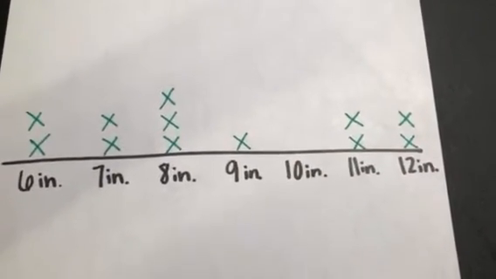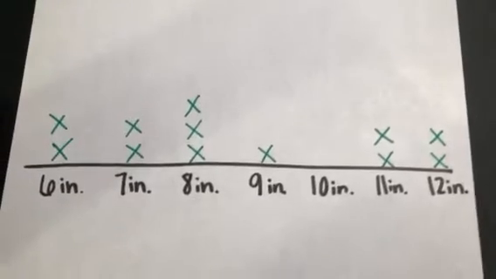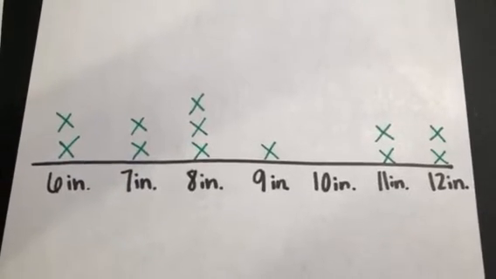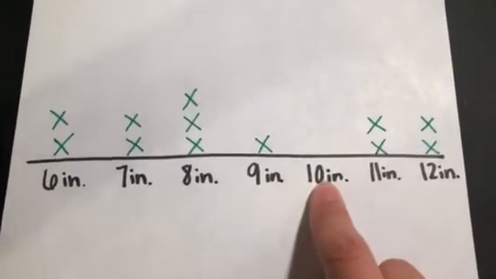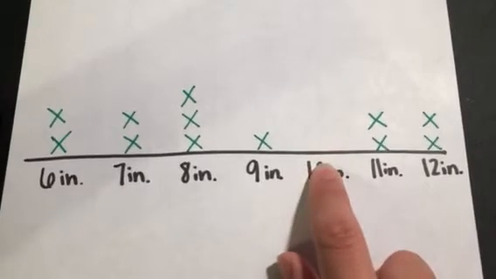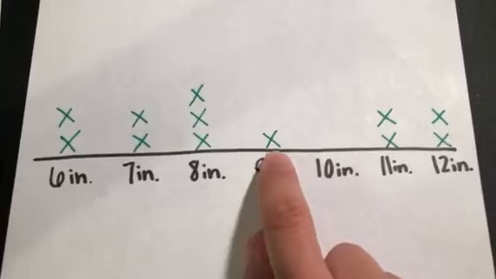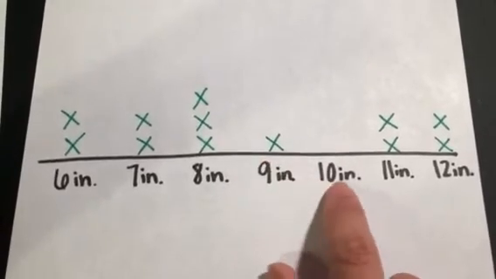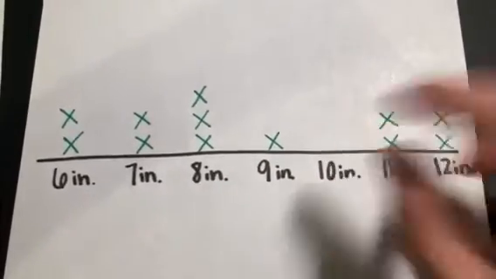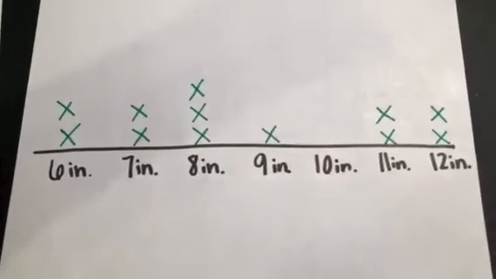So what length has the fewest number of boards? If you said 10 because it has nothing, that's a good answer. If you said 9 because it has 1 board, that's a good answer too, but the best answer is 10. It has the fewest. 0 is less than 1.